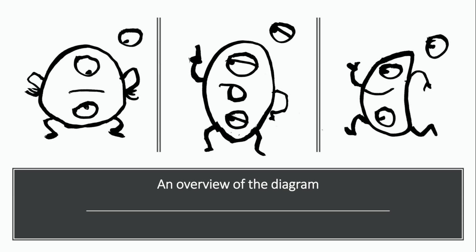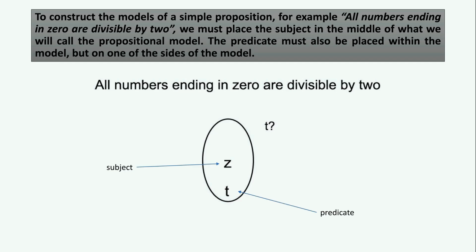An overview of the diagram. To construct the models of a simple proposition, for example, all numbers ending in 0 are divisible by 2, we must place the subject in the middle of what we will call the propositional model. The predicate must also be placed within the model, but on one of the sides of the model.